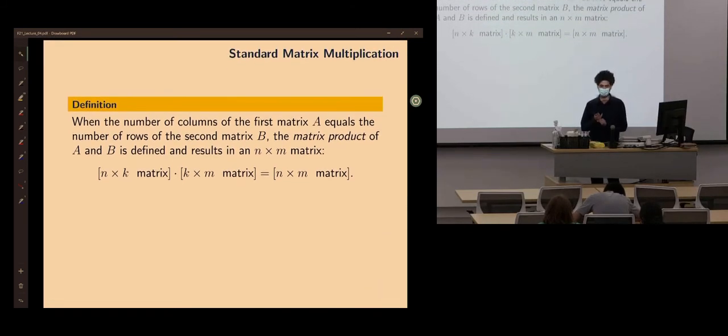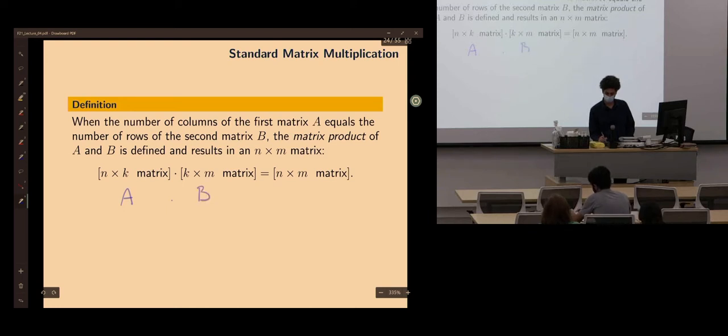Now, the standard matrix multiplication works like this. I have an n by k matrix. I want to multiply it by a k by m matrix. This will give me a new matrix that is n by m.